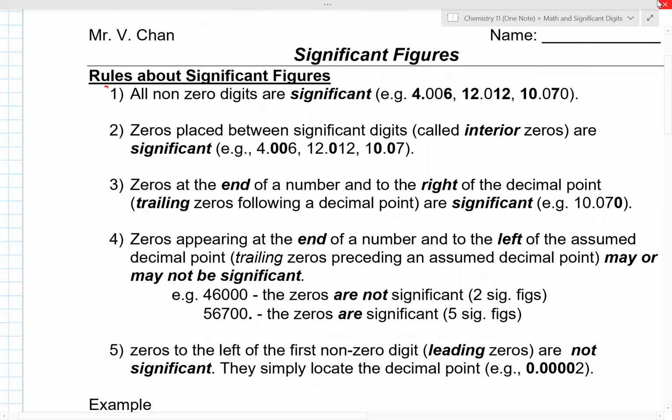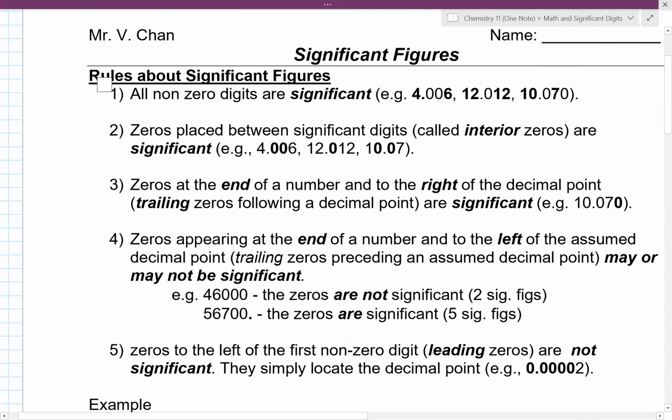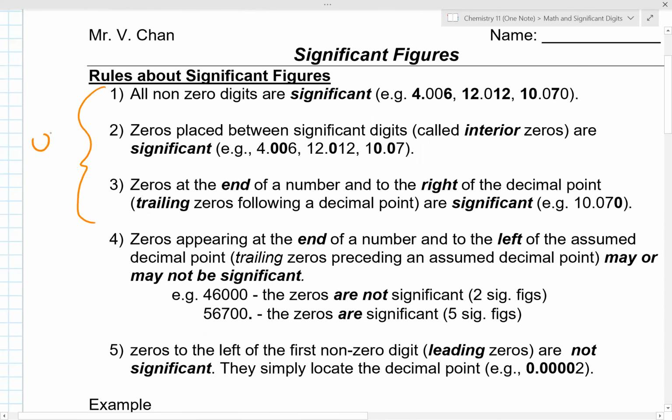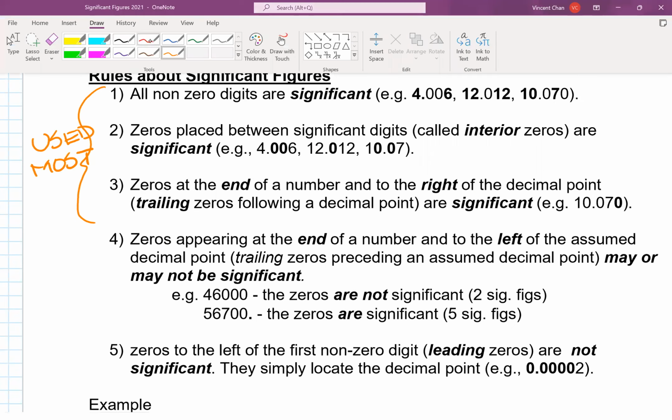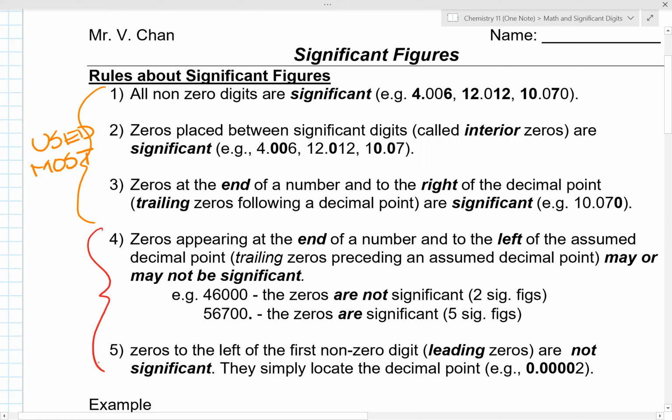When you take a look here, there are 5 general rules in determining sig figs. The first 3 rules are the ones that are most commonly used, and rules number 4 and 5 are used rarely. So when you are figuring out sig figs, usually you use rules numbers 1, 2, and 3.